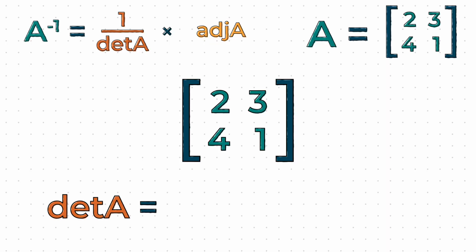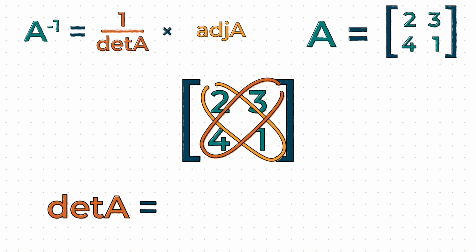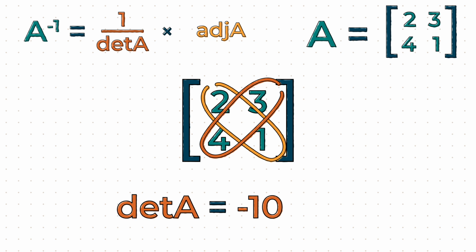Alright, the determinant is found by multiplying the difference between the product of the diagonal from left to right and the product of the diagonal from right to left. That would be 2 multiplied by 1, take away 3 multiplied by 4, which is 2 take away 12, which is negative 10. So we have found the determinant.